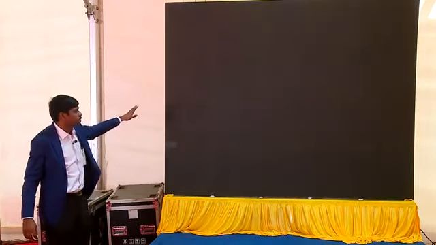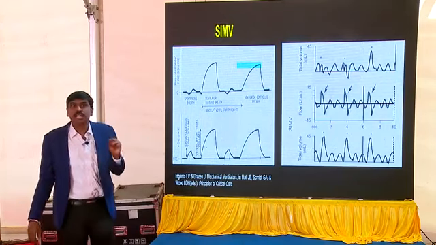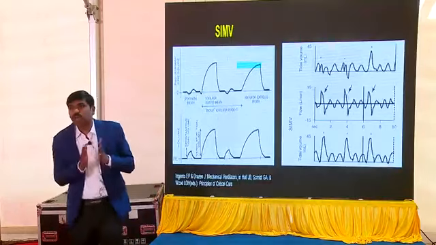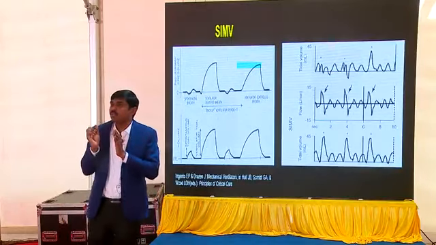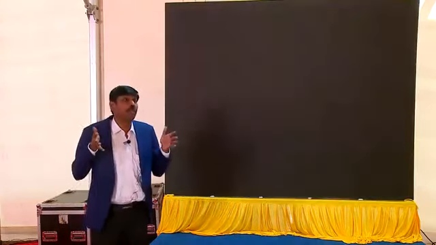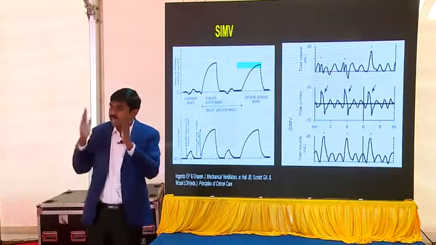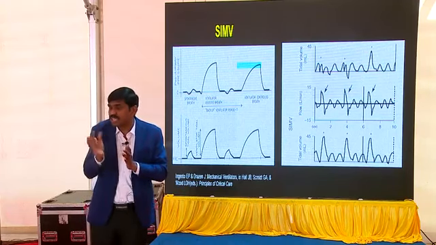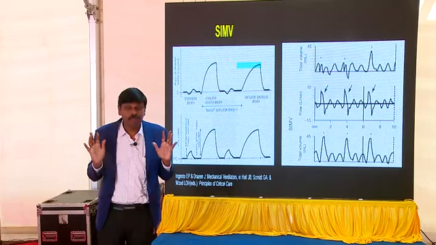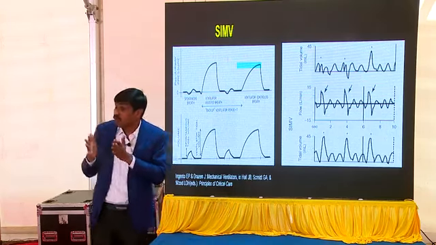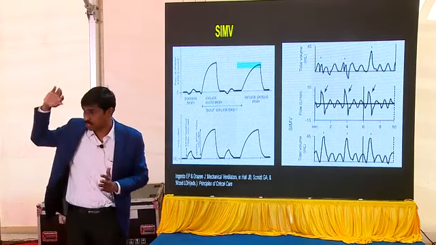In SIMV, that is synchronized intermittent mandatory ventilation, the machine waits for a few microseconds to see if the baby is going to breathe. Same, I want 60 breaths in a minute, so again it divides into one-second cycles. But at the beginning of each, there is what's called the window period, where the machine waits for the baby. Is my baby going to start breathing? Once the baby starts, it immediately synchronizes with that.